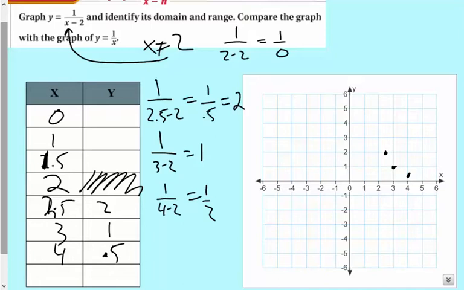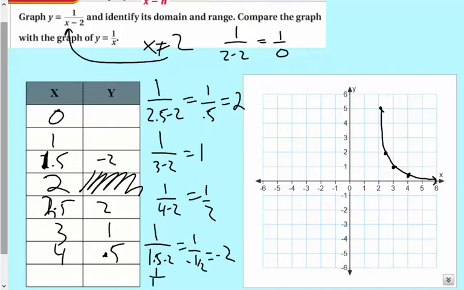Now you can already see where your points are trending. Now I know that that's where the curve is going to be, and I will explain how I know that in just a second. I'm going to plug in the other numbers. Notice how they're not negative. That's okay. So I plug in 1.5. I have 1 over 1.5 minus 2. That's 1 over negative 1/2, which is negative 2. Plug in 1. I have 1 over 1 minus 2. That's 1 over negative 1, which is negative 1. And plug in 0. 1 over 0 minus 2 is 1 over negative 2, or negative 1/2. Okay, so 1.5 comma negative 2 is right there. 1, negative 1 is right there, and 0, negative 1/2 is right there.